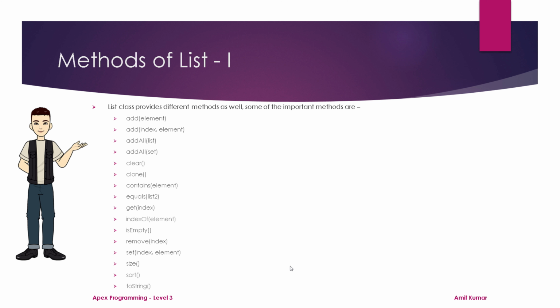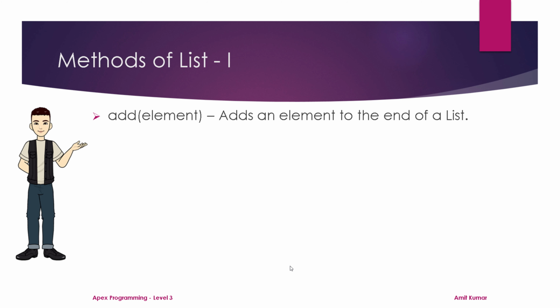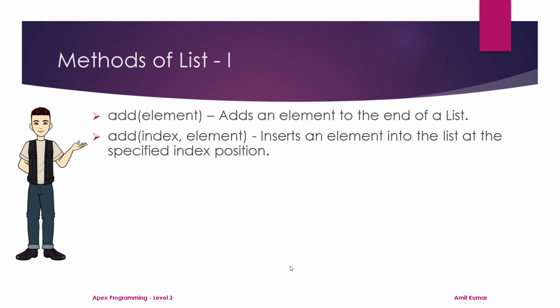The List class provides different methods as well, and here I have listed some of the important methods of the list class. We are going to discuss them one by one. The first method is the add method, which we have already seen, in which we pass an element and it adds that element to the end of a list. We have another version of the add method where we specify an index along with an element, so it inserts the element into the list at the specified index position and shifts the rest of the elements.